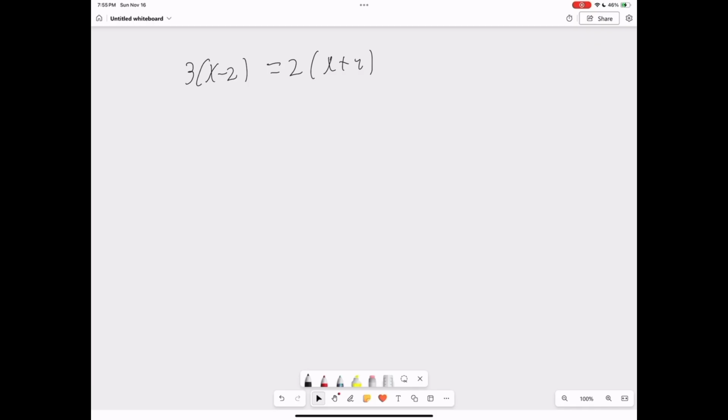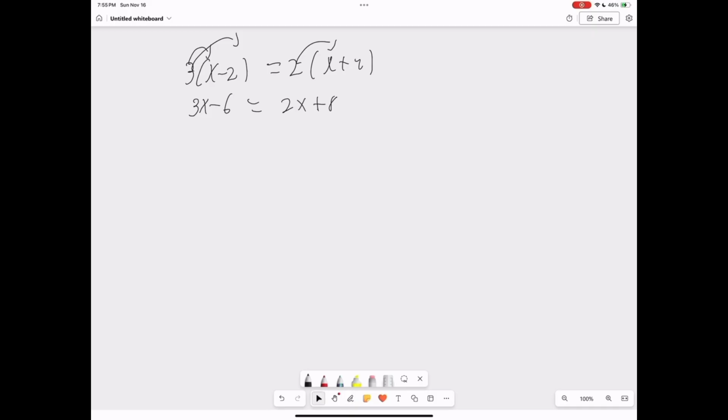So the distributive property, if you've learned it, since this is 3 times the quantity of x minus 2, we can distribute this 3 because this 3 is being multiplied by everything inside of here. Correct? And we can expand. So we get 3x minus 6. Do the same thing here. We get 2x plus 8.